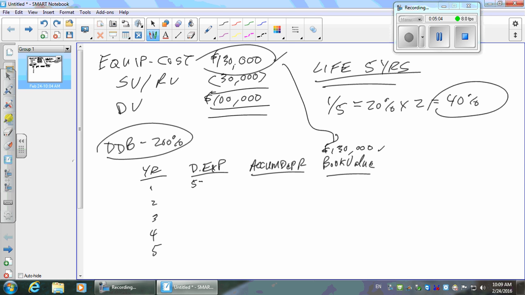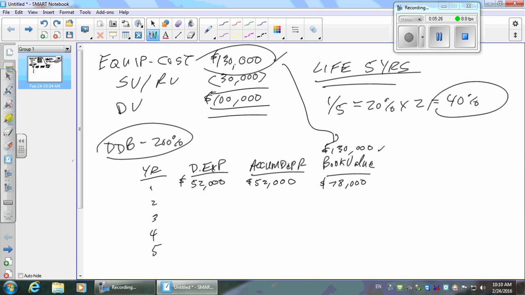52,000. Debit depreciation expense, credit accumulated depreciation. And now, what's the remaining book value at the end of year 1, which is the beginning of year 2? What do you got, guys? 130 less 52, don't you? How much is that? 78,000. Just like that. Can I do year 2?